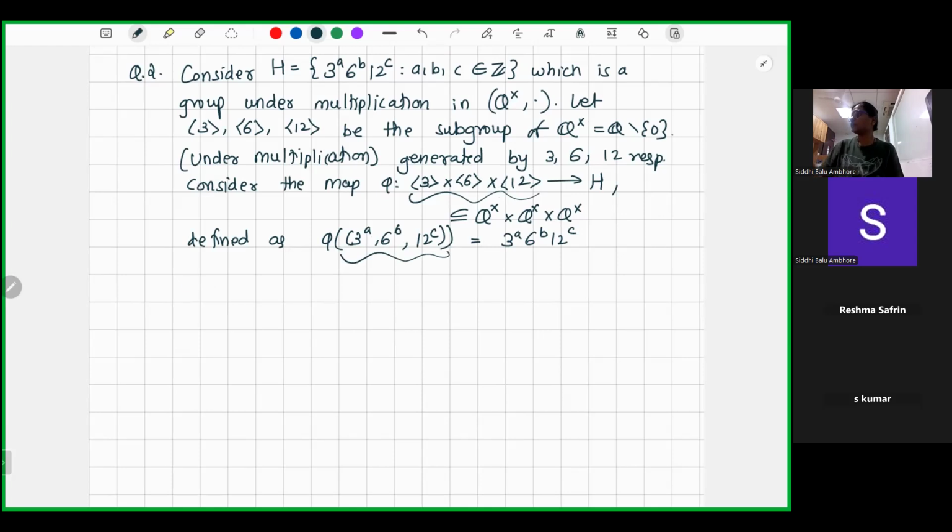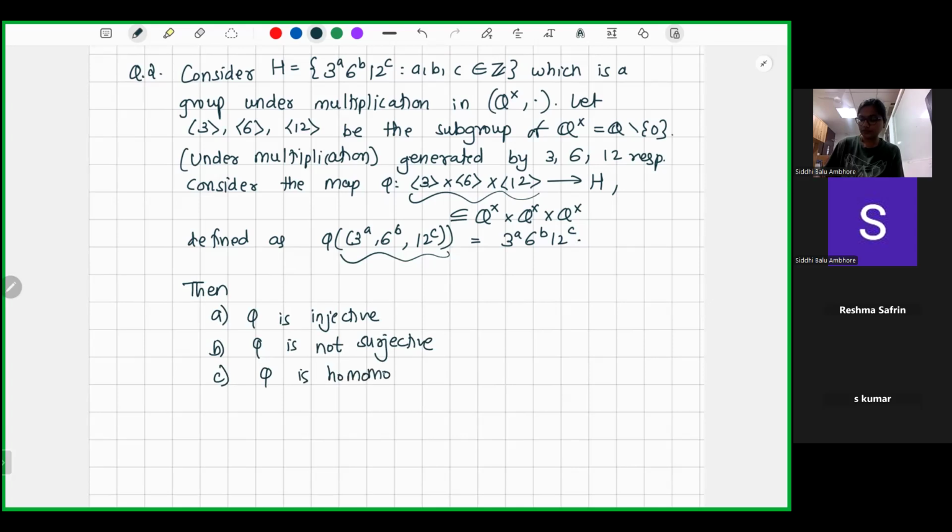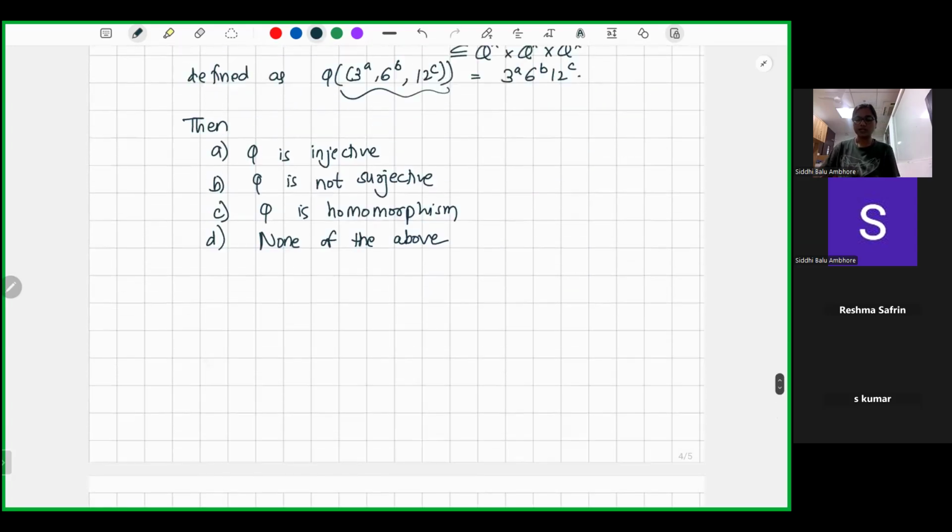Then which of the following statements is true? We have to check. A, phi is injective. B, phi is not surjective. C, phi is a homomorphism. And D, none of the above. So this is the question asked.